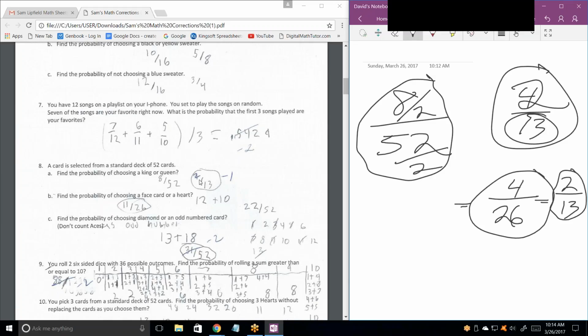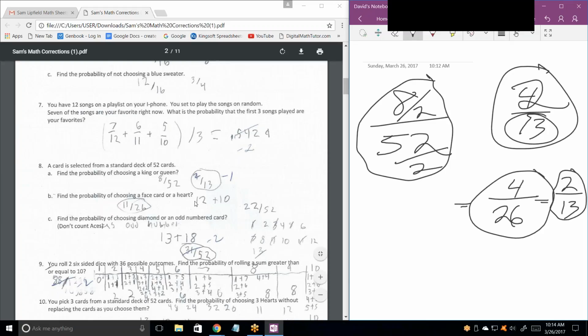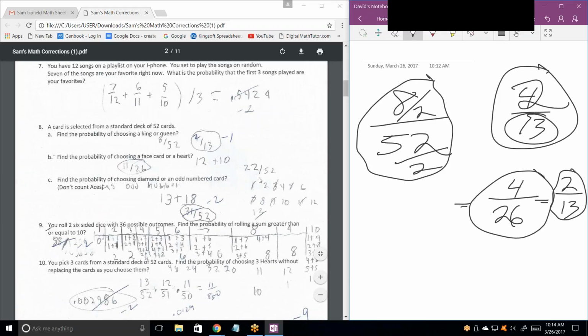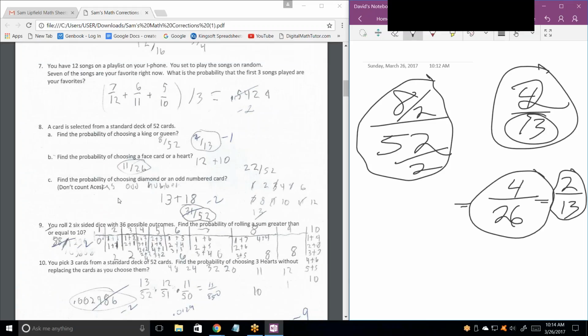That's the same fraction as 8/52. You got the hard part correct. 8/52. The part you missed was simplifying the fraction. All right, part C. Find the probability of choosing a diamond or an odd-numbered card.